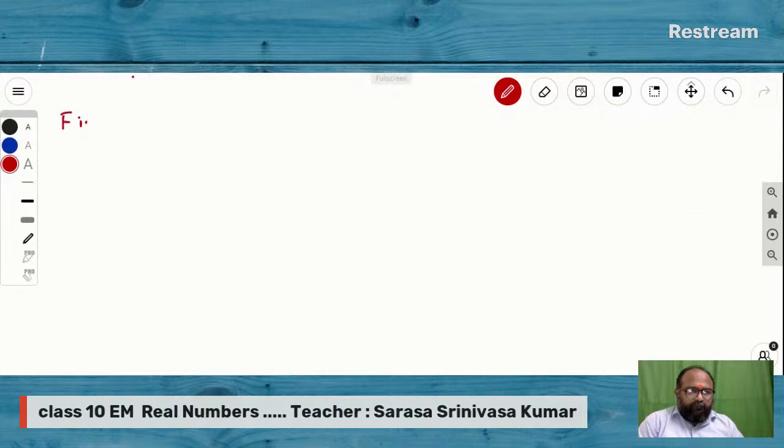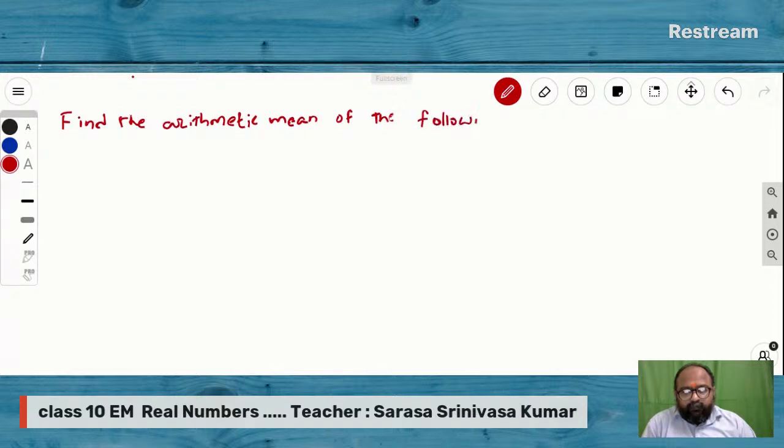Find the arithmetic mean of the following data.